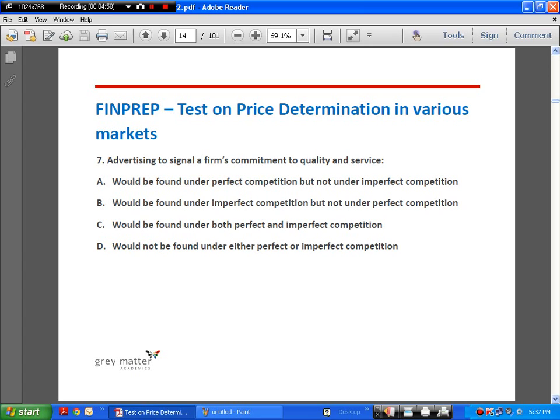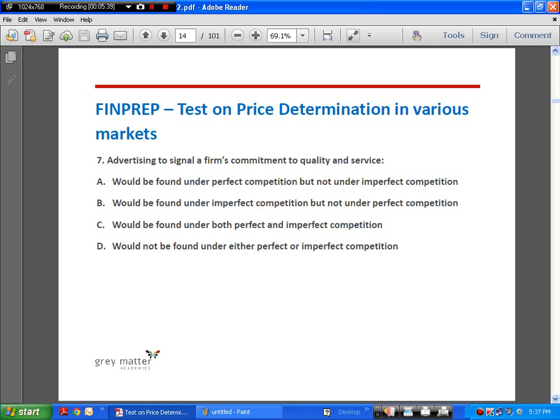The seventh question. Advertising to signal a firm's commitment to quality and service. Here we can understand that under perfect competition, since there are large numbers of sellers, an advertisement by an individual firm is not going to have a specific impact on that particular firm which is advertising. Or in other words, they are selling a homogeneous product which does not have any product differentiation. So advertisement by a particular firm does not have any impact.